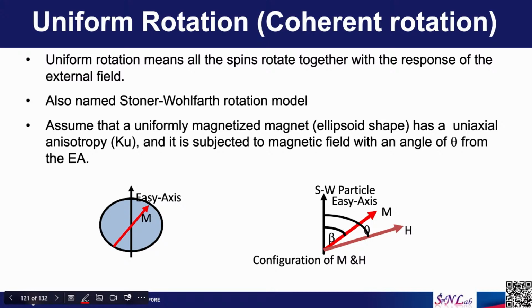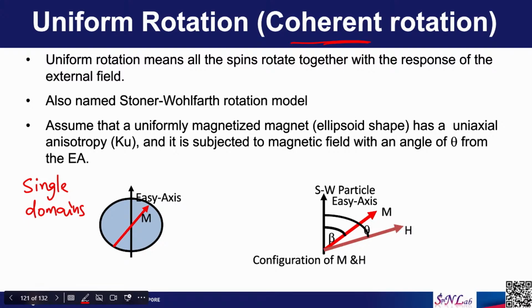Now, let us come to the second point. Second point is another type of reversal mechanism called coherent rotation. Okay. So, this happens when you have a system of single domain particles, which means your particle size is small. So, within that particle you do not have domains, it is a single domain.